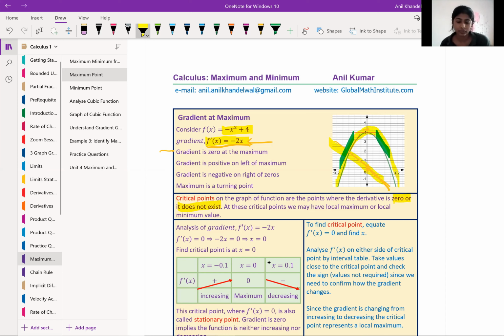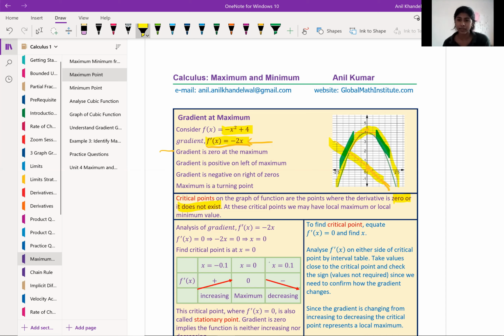Now we should understand that a critical point is a very different word than a stationary point. It could be 0. If it is 0, it may be called a stationary point, because it is 0. However, if it does not exist, then it is not a stationary point. But when it does not exist, we could have a local maximum or minimum, as you see in the absolute function. At the vertex of the absolute function, there you have a minimum, but the derivative does not exist at that point. So it is a critical point, right?